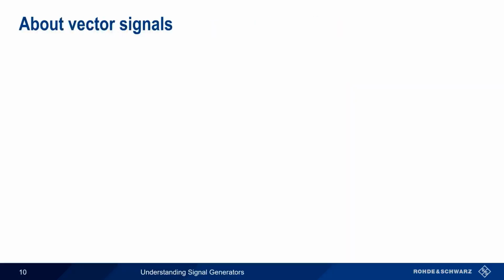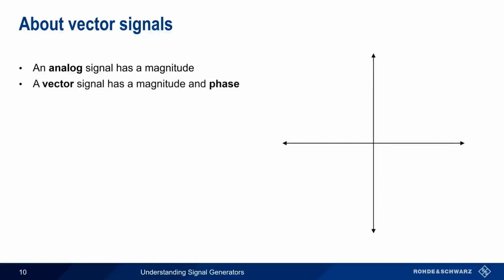Now that we've covered analog signal generators, it's time to move on to vector signal generators. But before we get started, we need to first explain the difference between analog and vector signals. An analog signal is defined by a magnitude alone. In other words, it's a scalar value. A vector signal is defined in terms of both a magnitude and a phase. Vector signals are the method of choice for sending digital information, or bits. Let's look at how this might work.